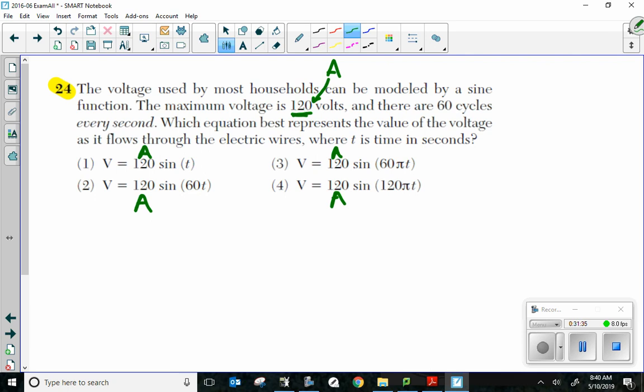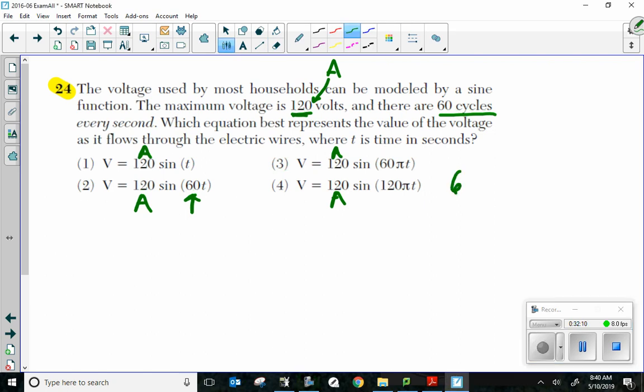There are 60 cycles every second, and I think the word cycles is what throws me off. Because once I see that, I automatically want to say, oh, frequency, 60, good, but that's not the answer. Okay, that is not the answer. And I see a 60 here. That's not the answer either, but let me explain how, because you can't just cross those off just by seeing that. So which equation best represents our situation here?